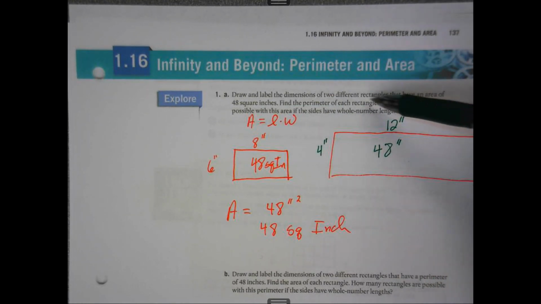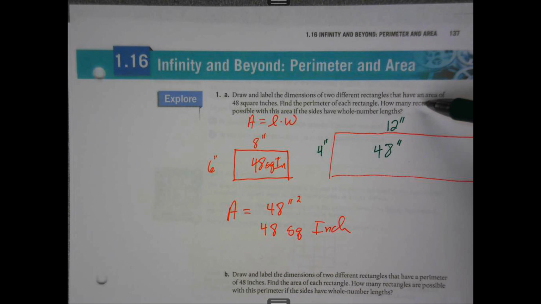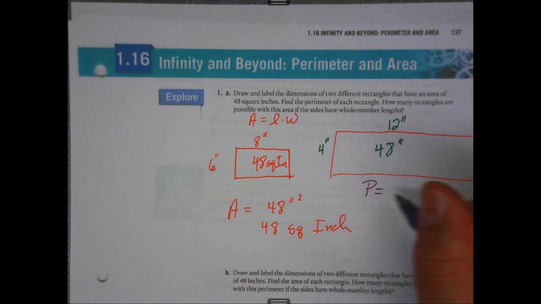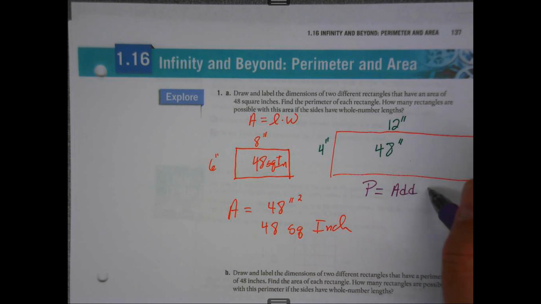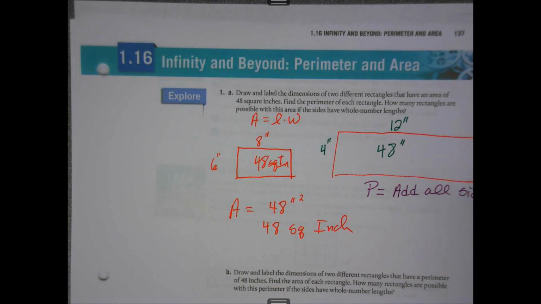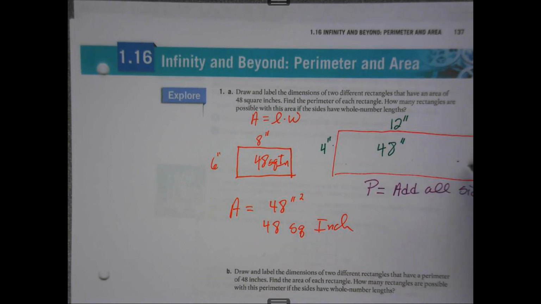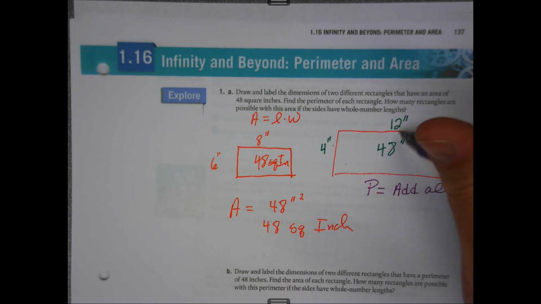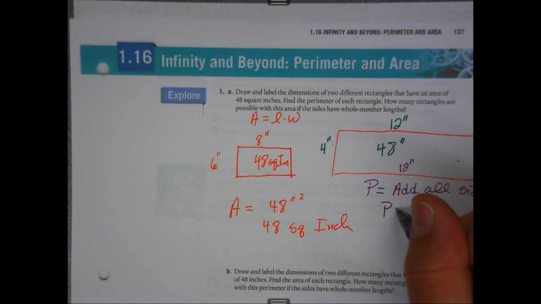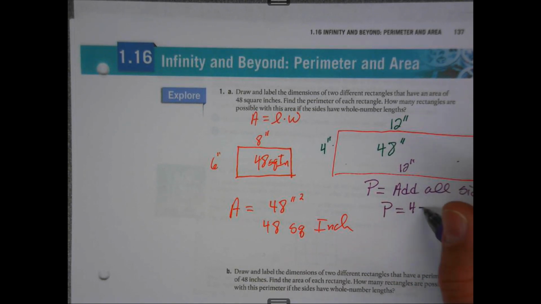Now it says find the perimeter of each rectangle. Okay. So to find the perimeter, let's remember perimeter is add up all the sides. So we know that these are parallel sides, so this has to be 4 inches. These are parallel sides. That has to be 12. So if I add up all of it, I get 4 plus 12 plus 4 plus 12.